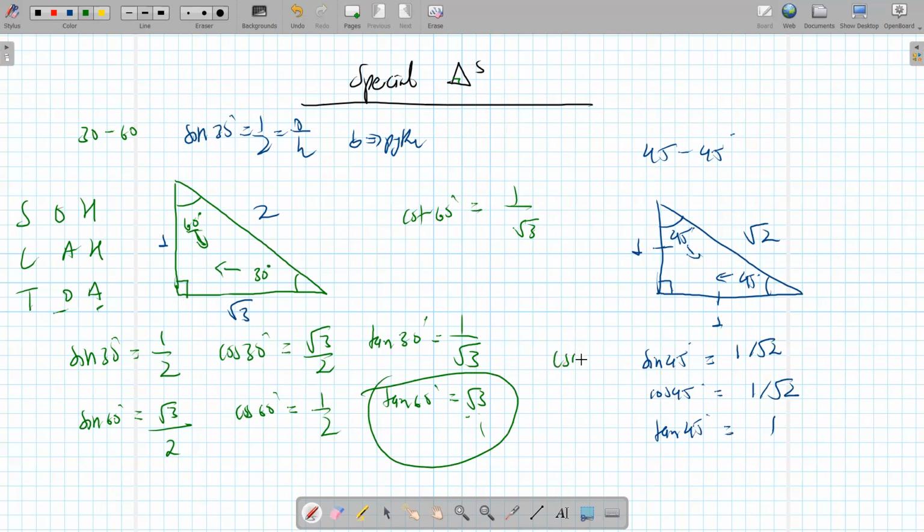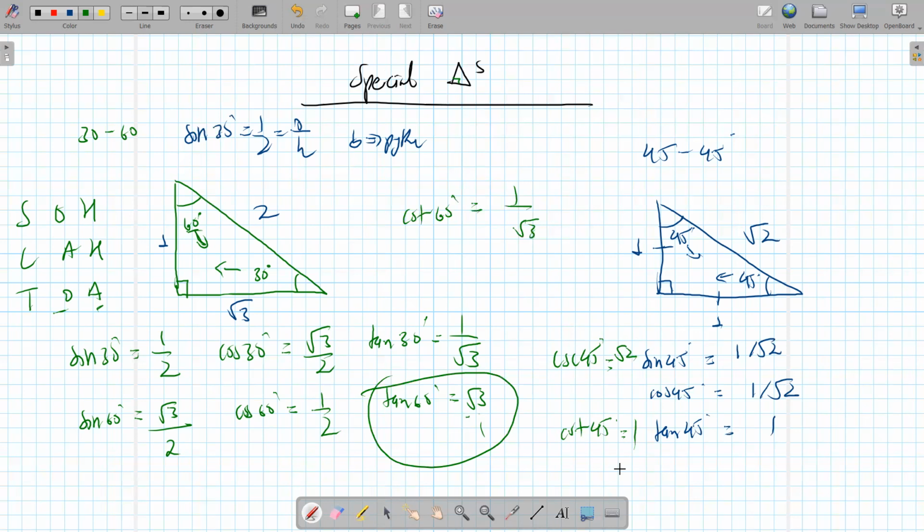What is cosecant of 45? Cosecant is the reciprocal of sine. Square root of 2 over 1. Yeah. What's cotangent of 45? It's 1. Yep. And there you go. That's how you can get a bunch of things from these.